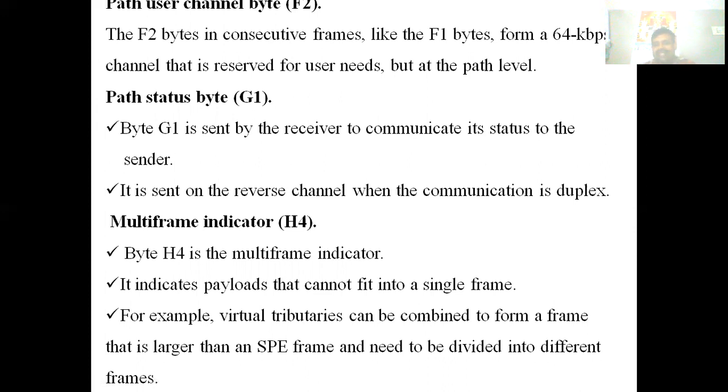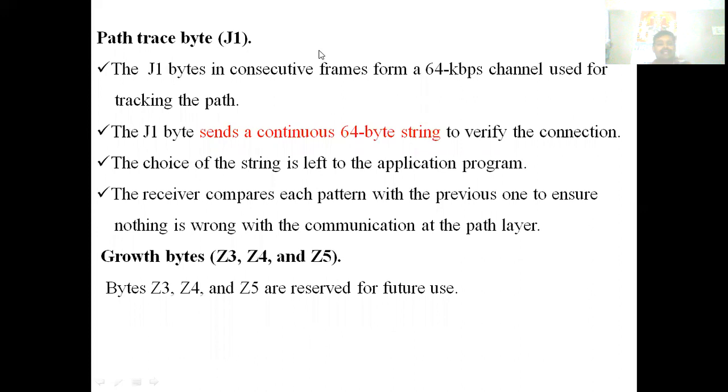Next one, path status. Path status is set by the receiver to communicate its status to the sender. Then the multi-frame indicator. This multi-frame indicator is used when the SPE is not fitting into one frame. When the synchronous payload envelope is not fitting in a single frame, then you can use this multi-frame indicator, which will indicate the type of frame.